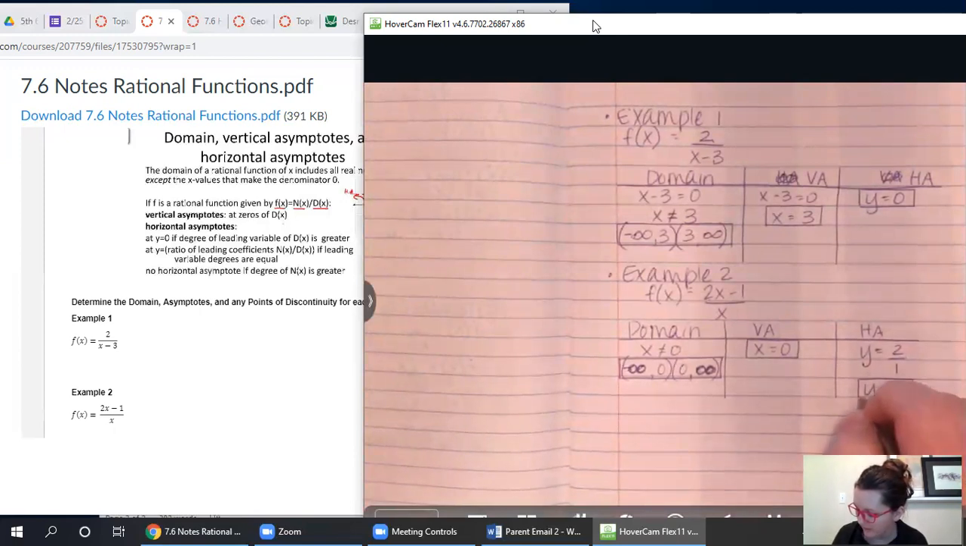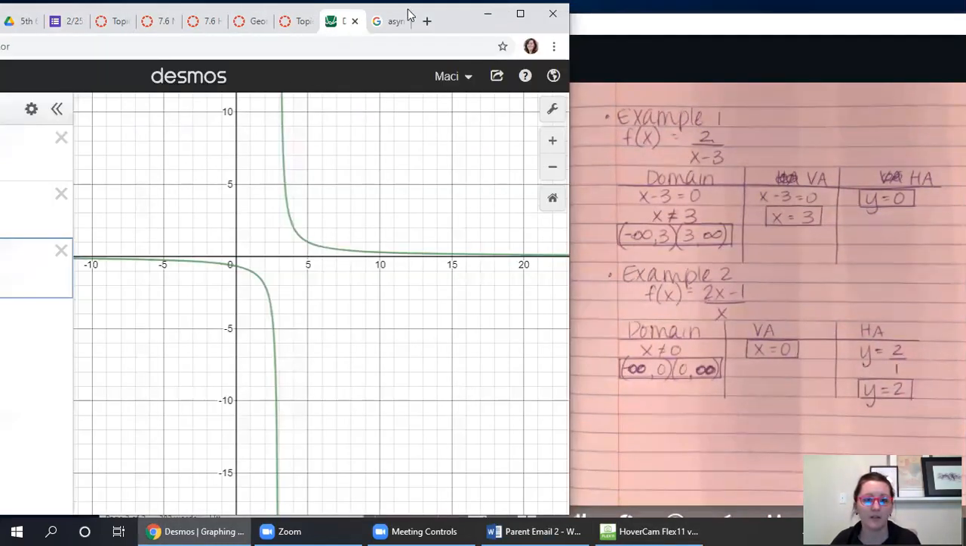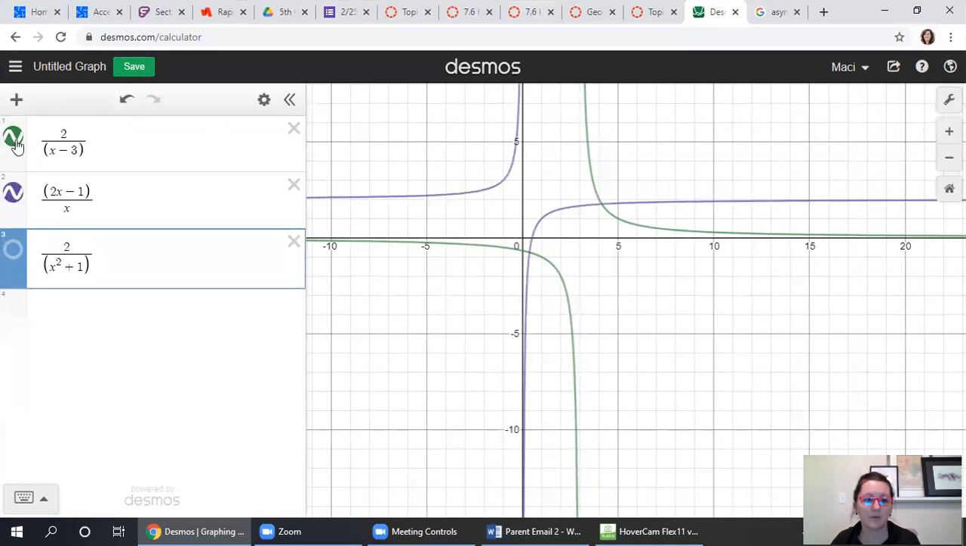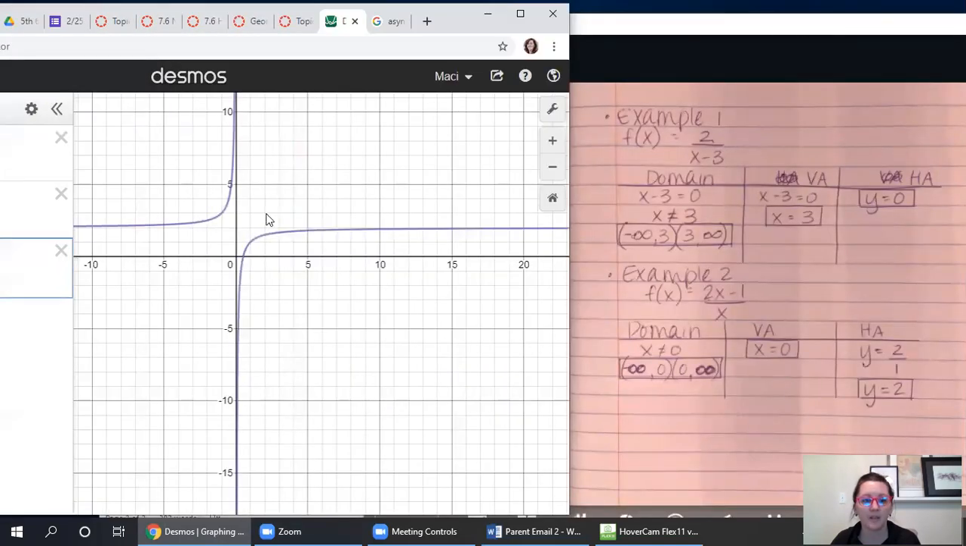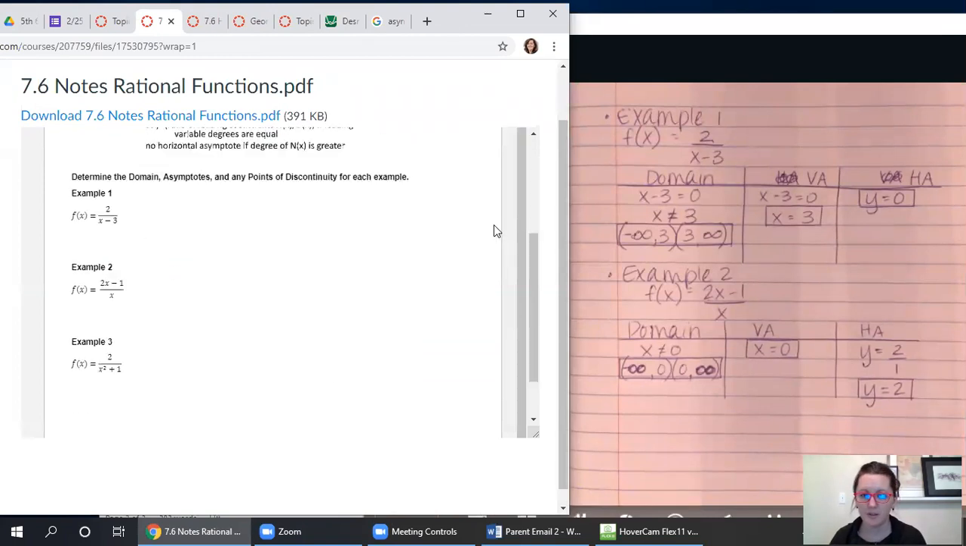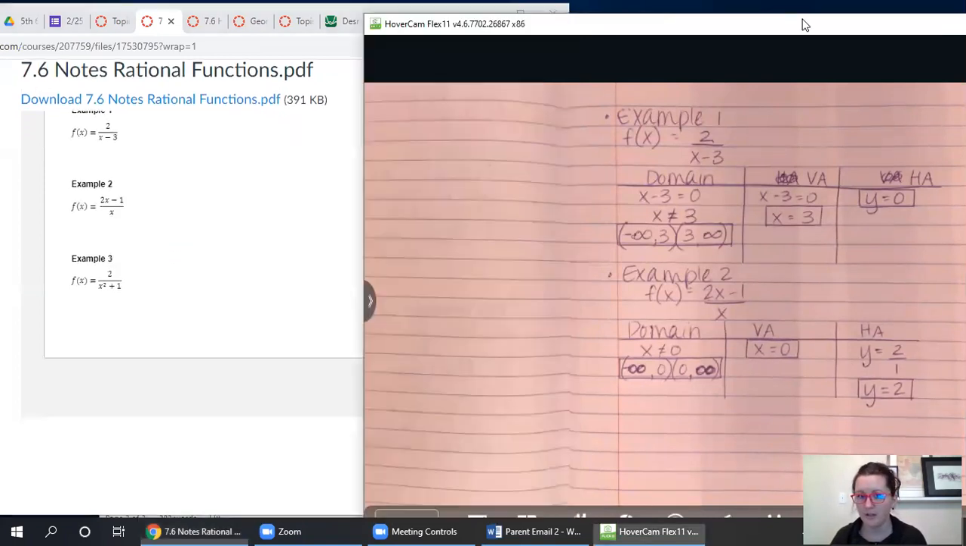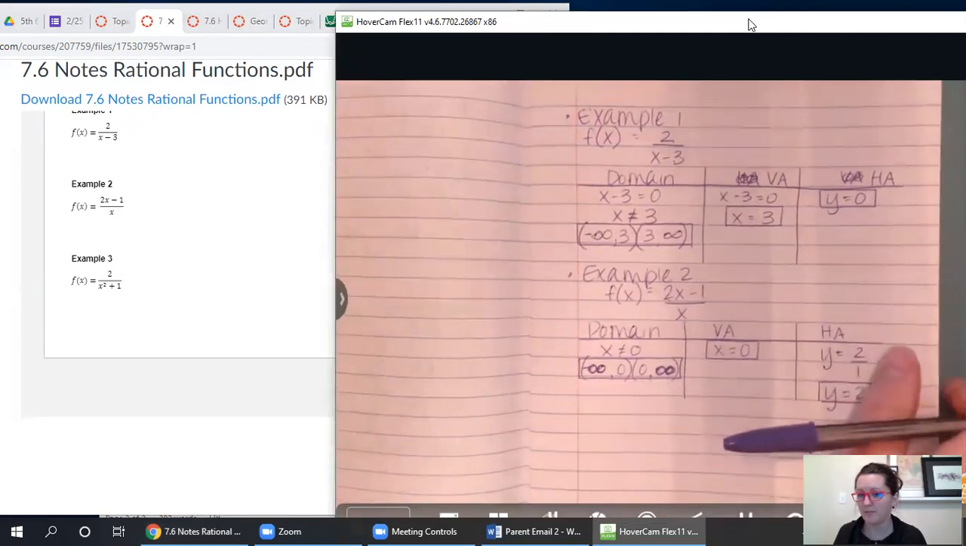So let's check and see if we're correct in finding our asymptotes and domain. All right, so it was the second one here. Okay, so x equals 0. That is correct. x equals 0 goes through the origin there. And then y equals 2, this horizontal line here. And that's correct as well. So that's great. Got that right. So in this case, we're just checking with Desmos. Let's look at our example number 3 and see if we come to something different.